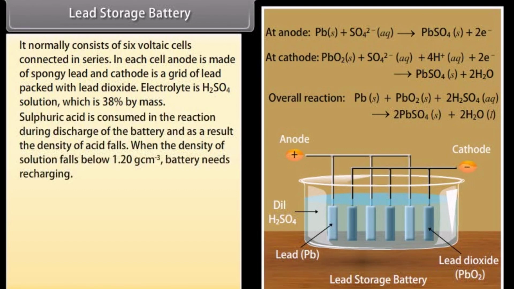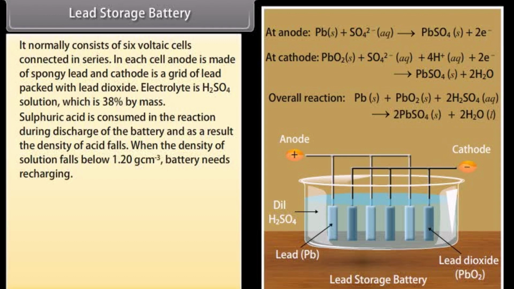Sulfuric acid is consumed in the reaction during discharge of the battery, and as a result, the density of acid falls. When the density of solution falls below 1.20 gram centimeter raised to the power minus 3, battery needs recharging.